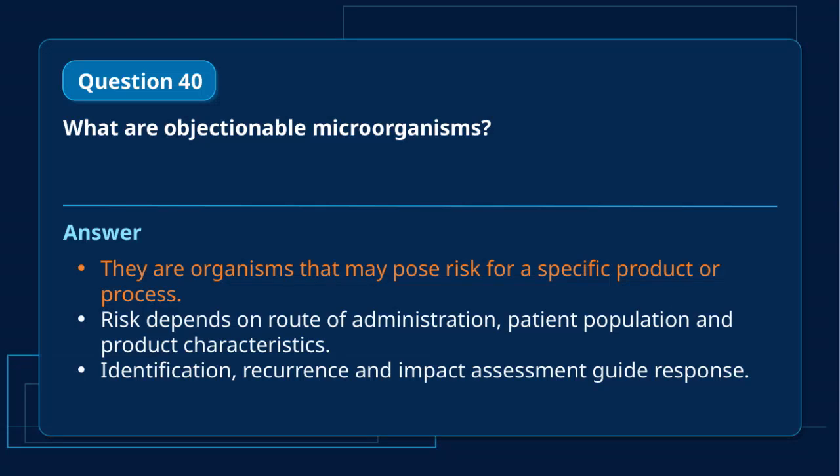Let's talk about objectionable microorganisms. These are organisms that could potentially pose a risk to a specific product or process. The level of risk they present isn't the same across the board. It really depends on several factors. First, the route of administration matters. For example, whether the product is ingested, injected, or applied topically can influence how dangerous a microorganism might be. Next, the patient population is crucial. Some groups, like immunocompromised patients, may be more vulnerable. Finally, the inherent characteristics of the product itself also play a role.